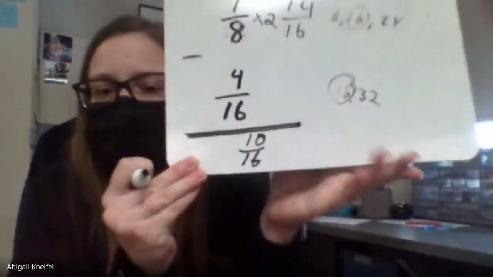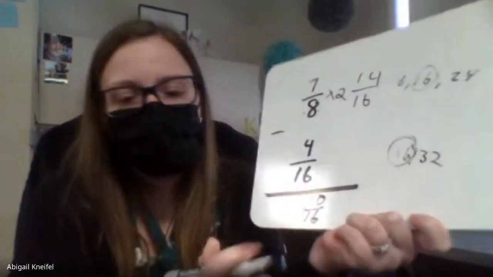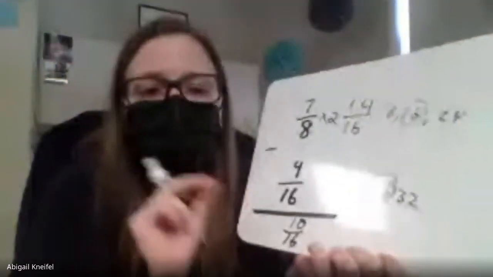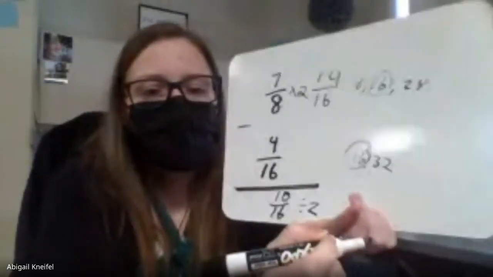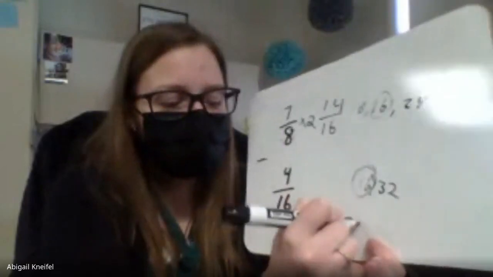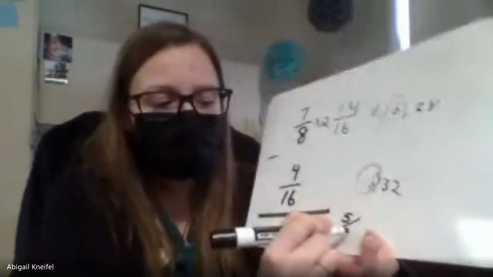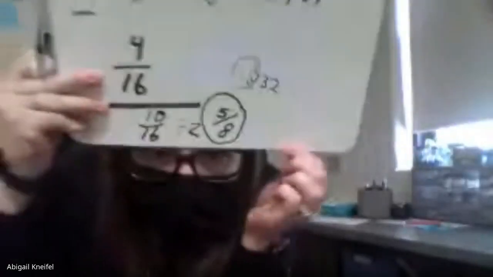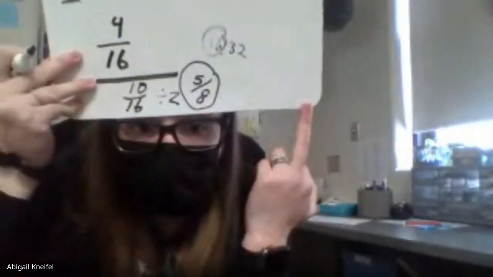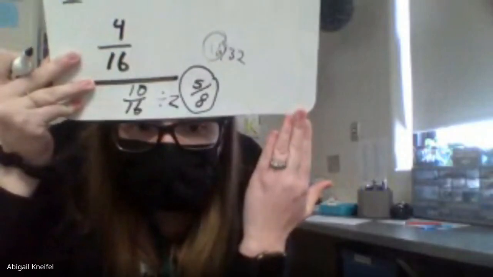But I could not stop there because that is not reduced. Both of these numbers are even, so they can always be divided by 2. So I'm going to divide by 2. 2 can go into 10 5 times, and 2 can go into 16 8 times. Your answer is 5/8. And I see some correct answers on boards. 5/8.